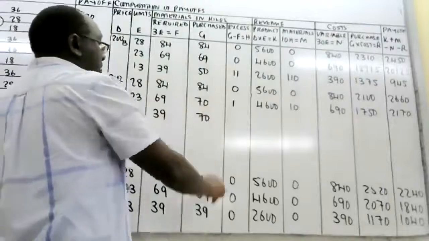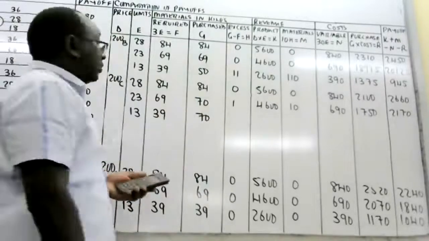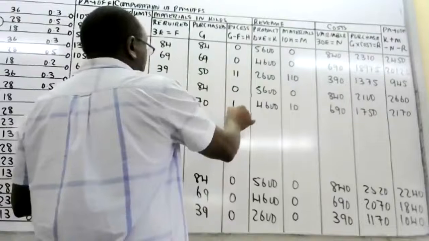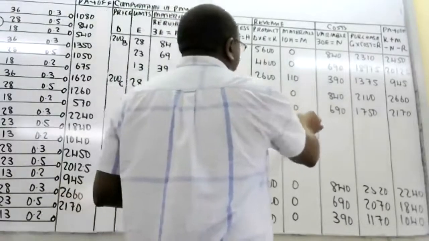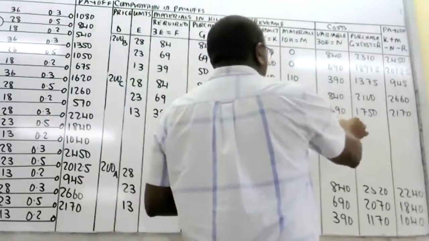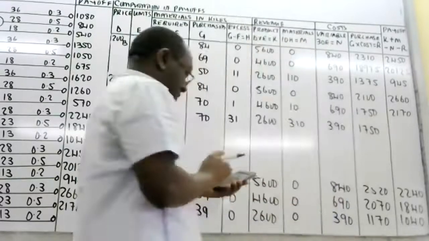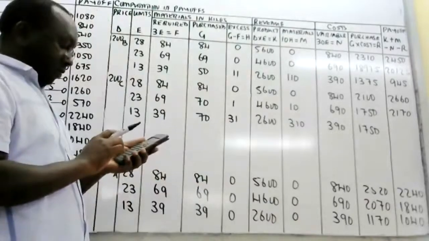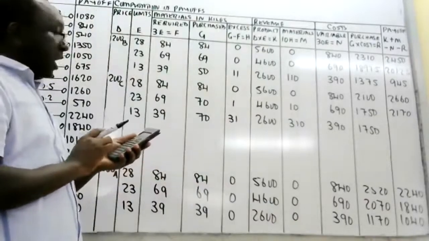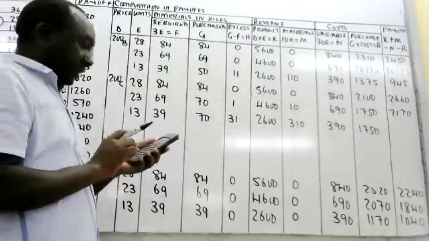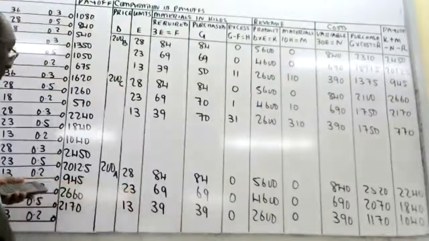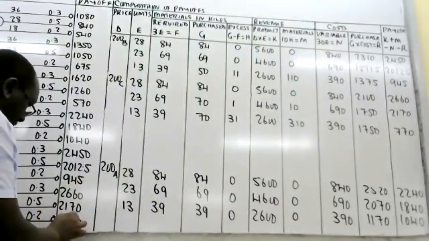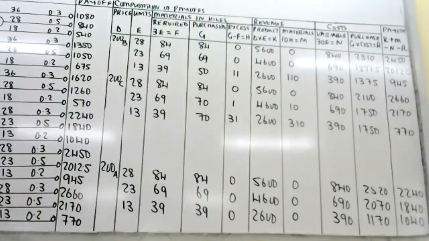And finally, at 13, this is 39. I must buy what? 70. So I have an excess of 31. So the revenue is 2,600. This is 310. This is 390. And this is 1,750. 2,600 plus 310 minus 390 minus 1,750 is 770. That is how they are computed.